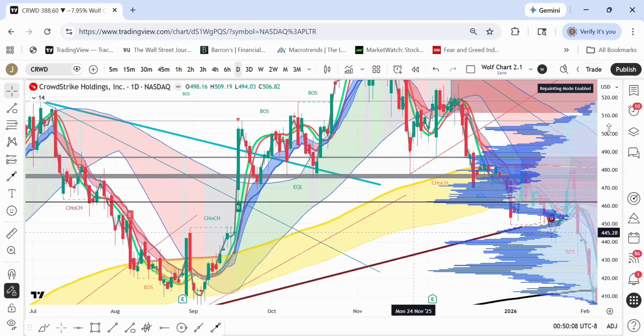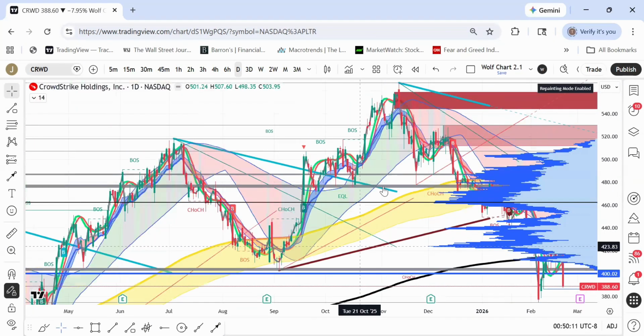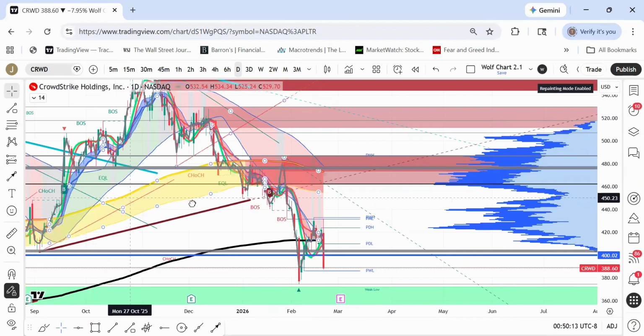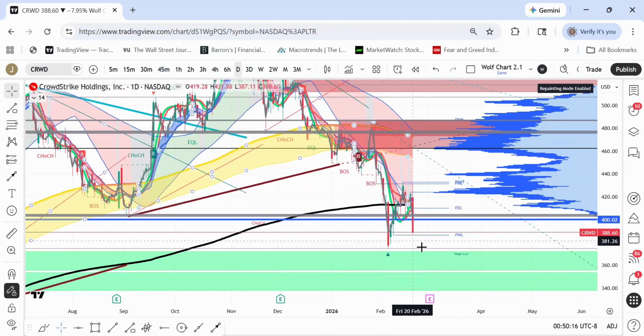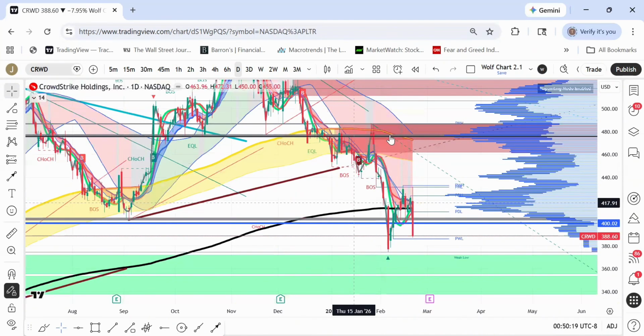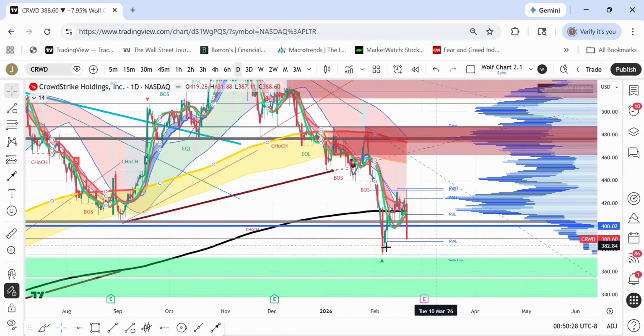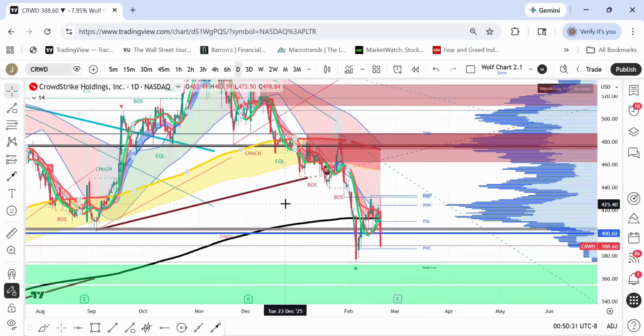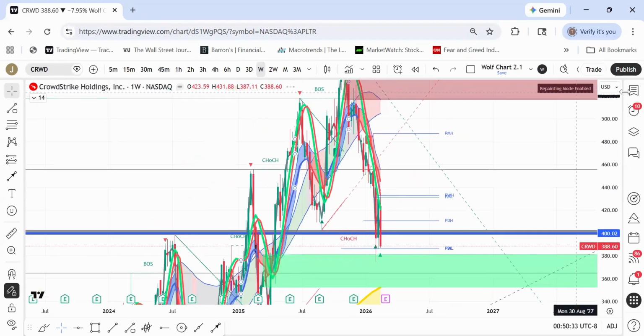Now, as we can see on the daily, we are revisiting the same level from April 2025. We lost the 200. We even lost its historical support because we closed under it. Now let's look at the weekly.